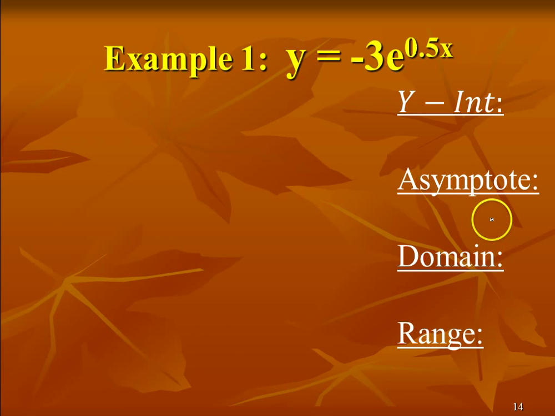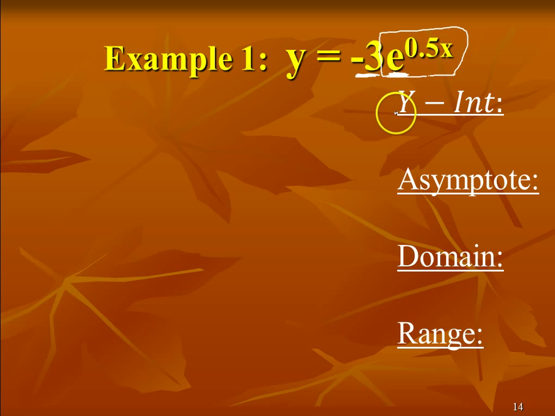The first one, here's my example. First thing I have to decide is if it is a growth or a decay. Well, this is my A. I'm not concerned about that right now. I want my B, and remember the B is always attached to that power. So when I'm looking for growth or decay, here's my B. So my B is e to the 0.5x.